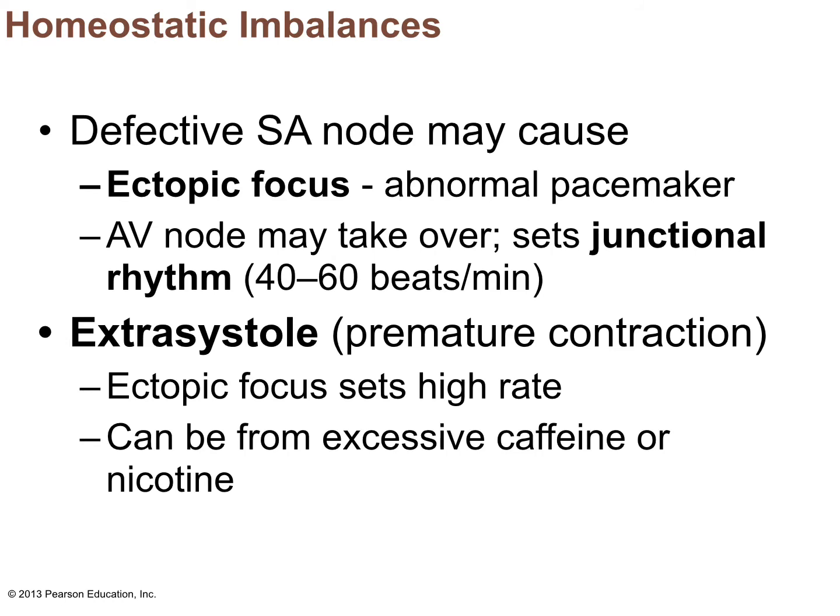So 40 to 60 beats per minute. Again, sometimes you'll see athletes in this range. However, that's not what this is. This is essentially, it's not generating the impulse fast enough, and so your heart rate is too slow, so you're not really getting proper circulation. Extrasystole is a premature contraction, so it's an ectopic focus that sets a higher rate. Too much caffeine or nicotine can be the cause of this.